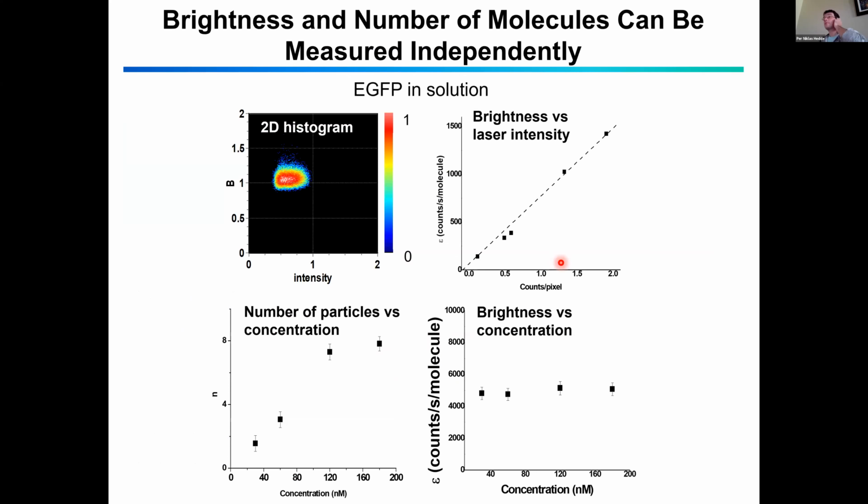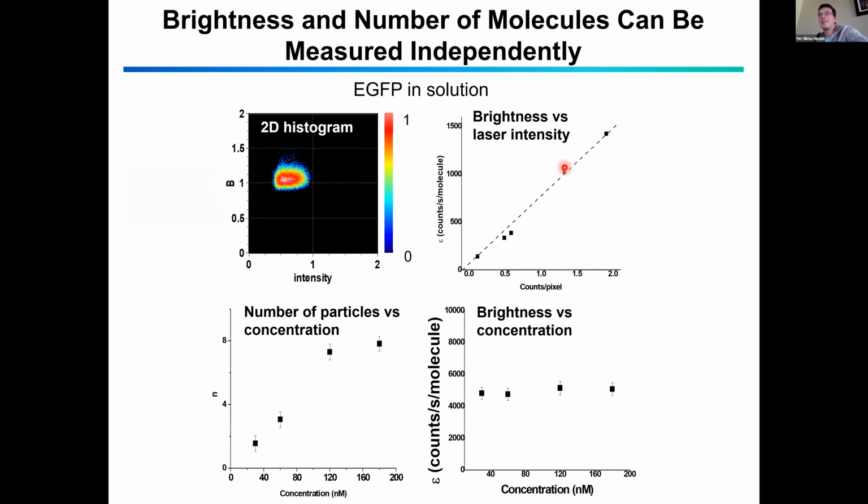Okay. A few more validations of the number and brightness principle. EGFP, the green fluorescent protein, again in solution. This is the 2D histogram of brightness versus intensity. You see that the average is slightly above 1. We can increase the measured brightness by changing the laser intensity, and it changes as expected.